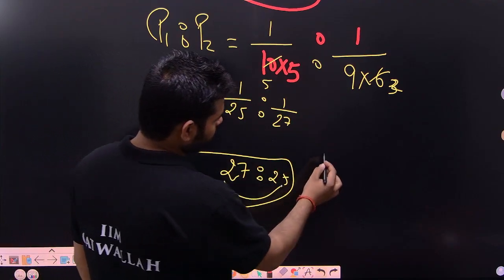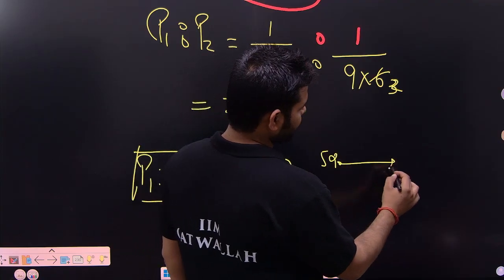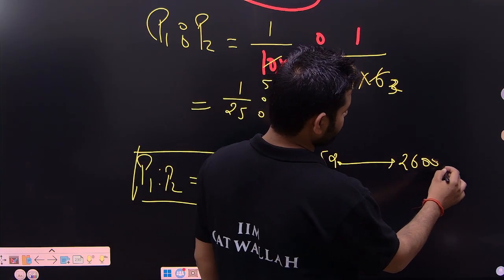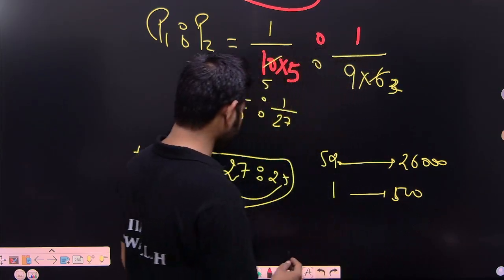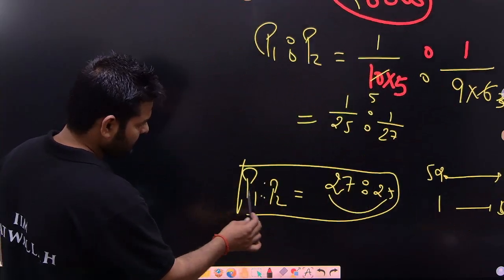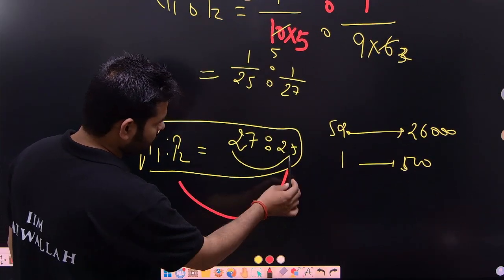And this value is equal to 52 units, and 52 units represent 26,000, so 1 unit is 500. And we have been asked the second part. The second part means P2, and P2 means 25 units.